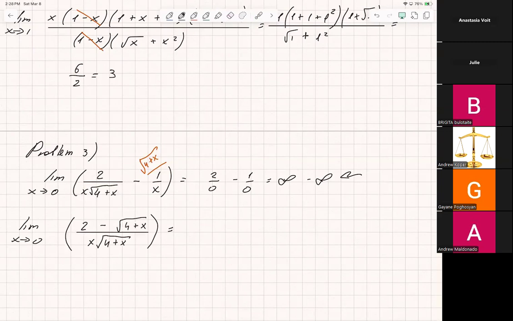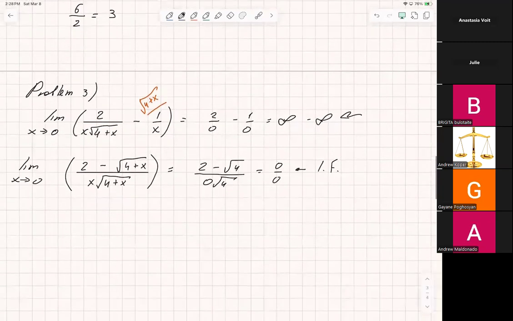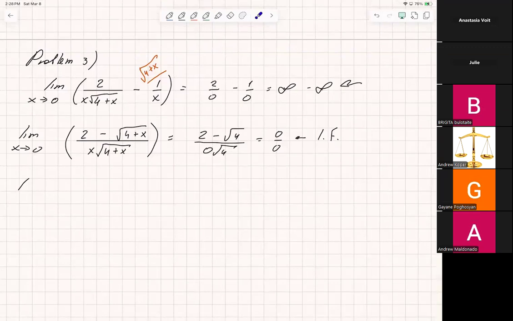So now we have that. If we plug in 0, we have 2 minus square root of 4 divided by 0 times square root of 4. So we have 0 over 0, okay? So again, it's indeterminate form. We need to manipulate the function, right? So we start with, since we see that there is a square root, you cannot multiply by the conjugate of the denominator because we have only one term here, right? But in the numerator, you have two terms, so you can multiply by the conjugate of that with the plus sign, right?